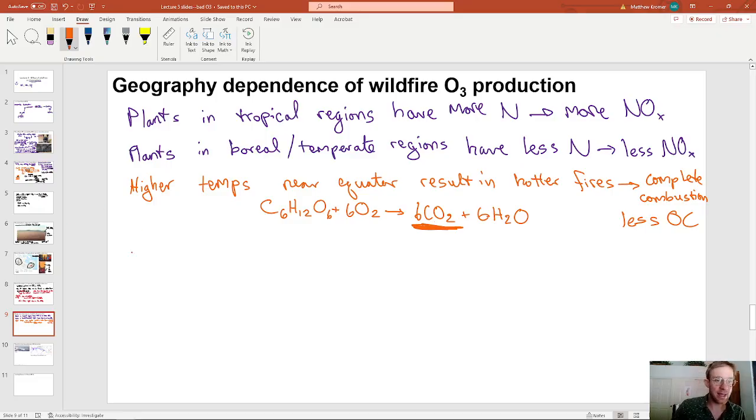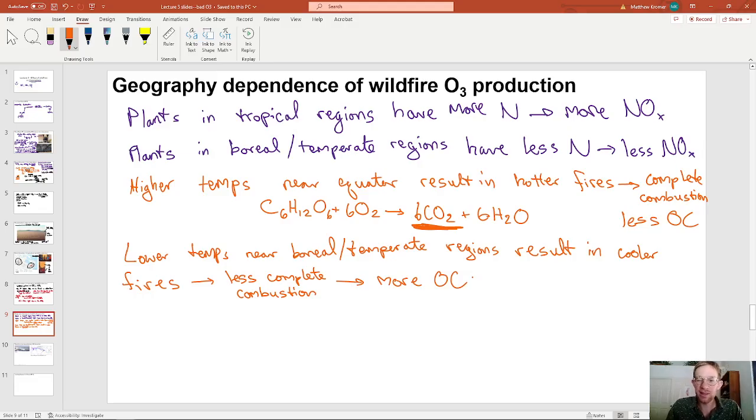And inversely, the lower temperatures in the boreal or temperate regions result in more incomplete burning and more organic carbon as a result. So we're setting the stage here for talking about how ozone production is going to be different depending on geography. Just to reiterate, the tropics: more NOx, lower organic carbon. The temperate regions: less NOx, more organic carbon.